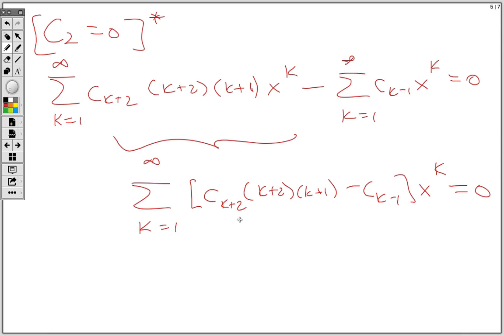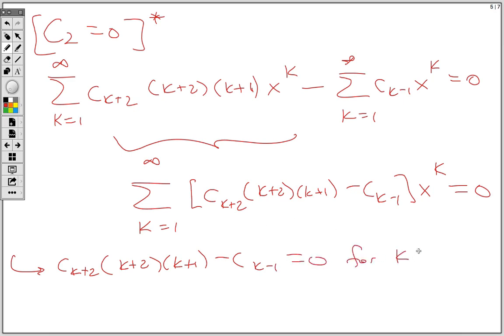And now we use a property of power series. If you have a power series that ends up adding up to the 0 function, that means that all of the coefficients have to be identically 0. So this tells us that c_{k+2} times (k+2)(k+1) minus c_{k-1} is 0 for all k bigger than or equal to 1, because that's where it starts.